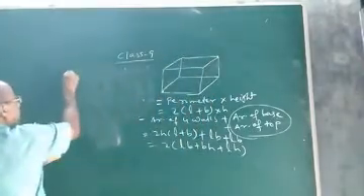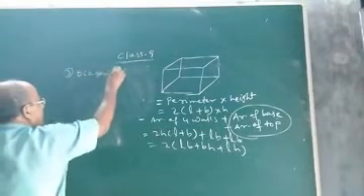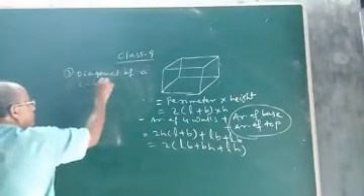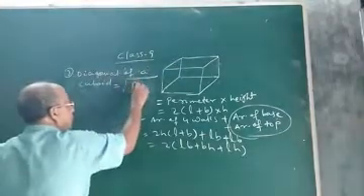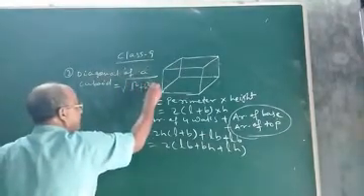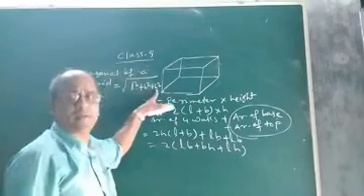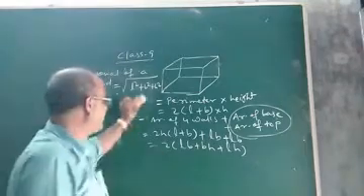So what is the diagonal of a cuboid? What is the formula you see? The diagonal of a cuboid can be found out by which formula? It is the square root of L square plus B square plus H square. That means square of length plus square of breadth plus square of height. If you take the square root, you will get your diagonal of a cuboid.